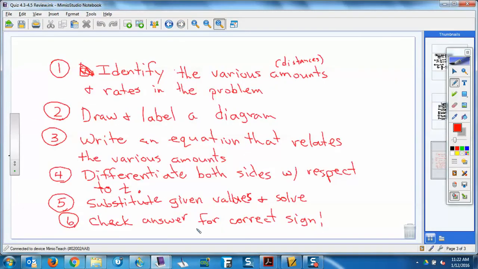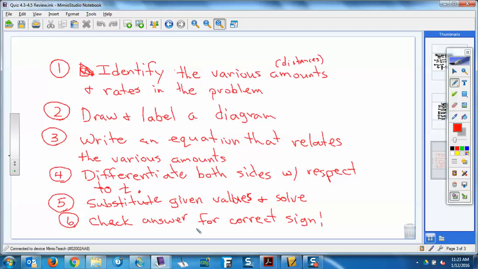Okay, here's what I had said. Let's see how it fits. Number one, identify all the various amounts, distances, rates, and the problems. Step two, I said draw and label the diagram. Well, those two were combined into one step on their list. Draw, sketch, and label.